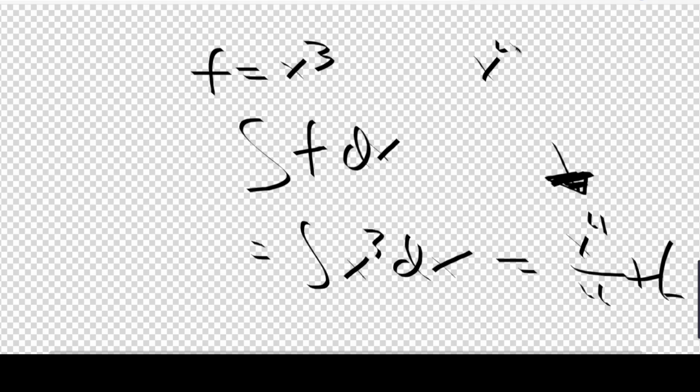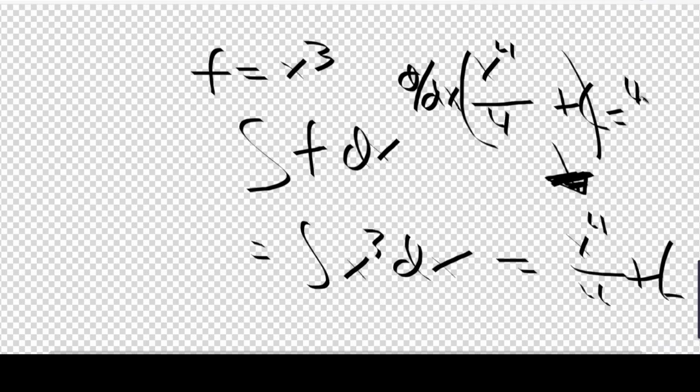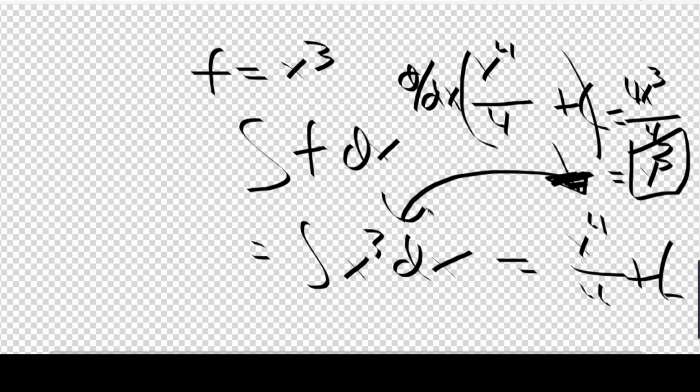And with the function x to the fourth power plus c, if you differentiate it, you realize that you get the original function back. So let's do the differentiation. 4 comes to the front: 4x cubed divided by 4 plus c. Well, everybody knows that the derivative of a constant is irrelevant. It becomes 0, so it becomes x cubed, which is the exact same thing.